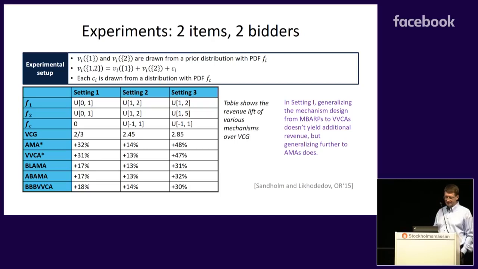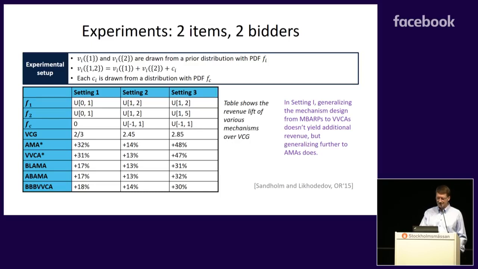The first setting is the simplest one where there's no complementarity, so c is 0. And we're drawing the valuations for the items for both agents uniformly from [0, 1]. The VCG gives revenue 2/3, and then the other auctions give a revenue lift ranging from 17% to 32% over VCG. In setting 2, we have some complementarity, but we still have symmetric distributions. And again, you can see that there's a significant revenue lift over VCG.